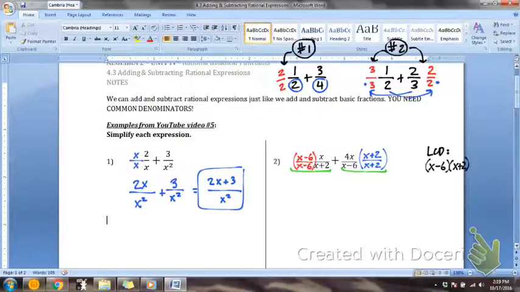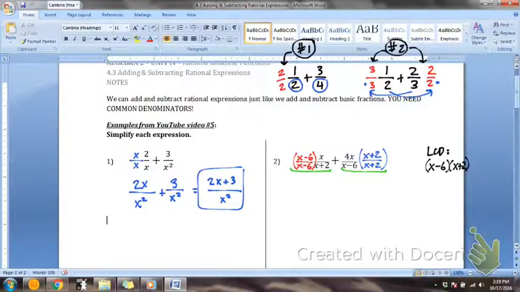So again, remember that we are simplifying rational expressions, and multiplying them together would actually not be simplifying. It would be the opposite. That's a good question, though. Okay, so we're going to let our LCD be x minus 6, x plus 2. Remember, we got that from what our denominators are now that they are the same.